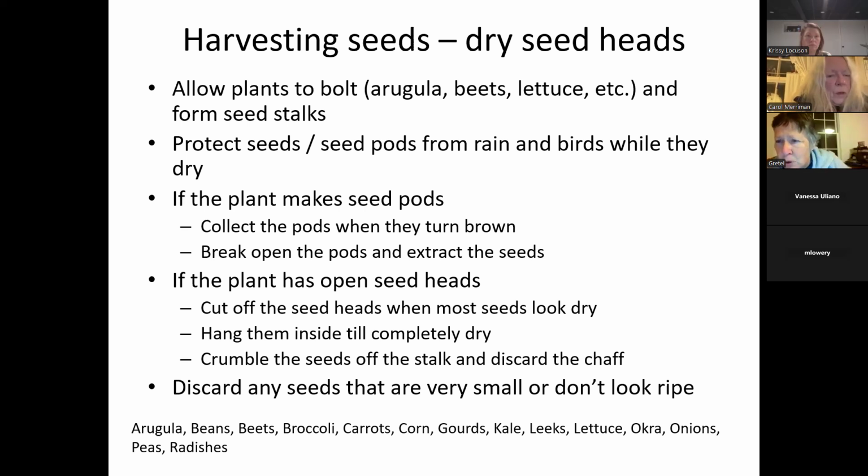There may be enough energy in that seed head to ripen off the rest of the seeds. But for the most part, once you harvest it, they're not going to get any riper, particularly once you separate the seed from the plant. It's not going to get any riper. So make sure it's ripe when you take it.